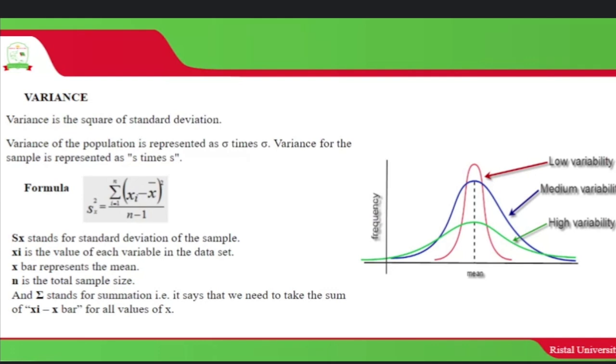So this figure is representing different variances, and we see that the sharper the graph, the lower the variability. So the wider the spread, the higher the variability, the higher the variance, and the sharper the spread, the lower the variability. So the red one has low variability, the blue one medium variability, and then the green has a higher variability.